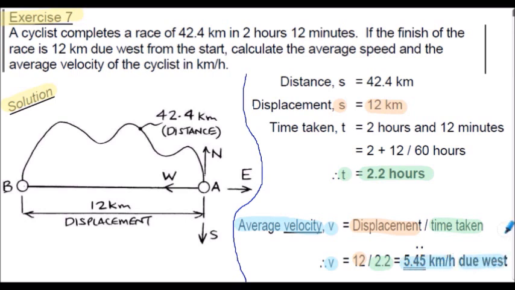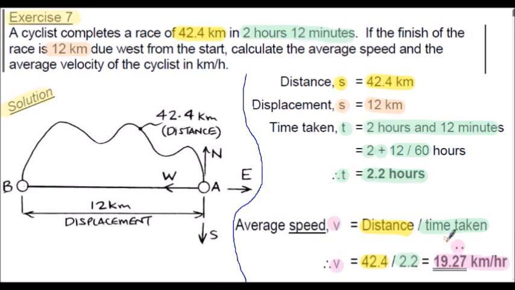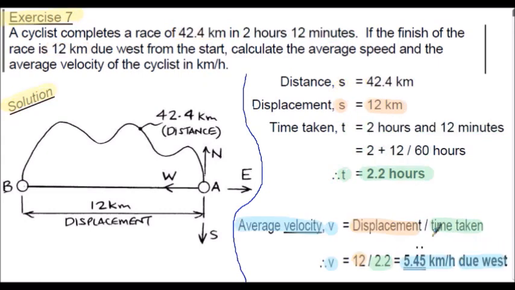So note the difference between the average speed and average velocity. Here the average speed is given in terms of a magnitude only, just a value. Here the average velocity is stated in terms of a magnitude and a direction.